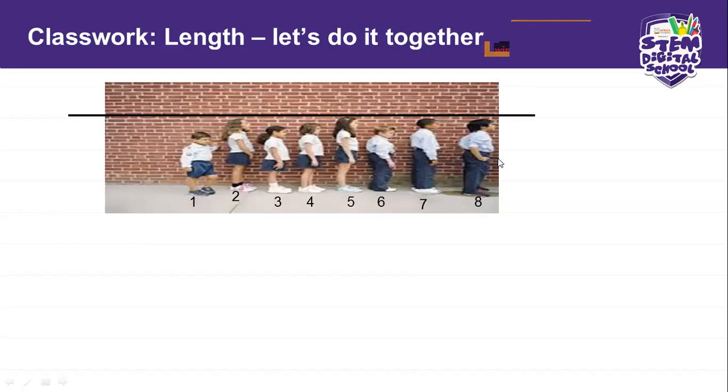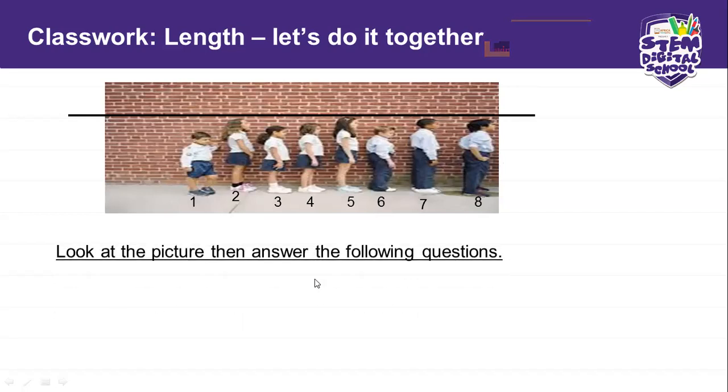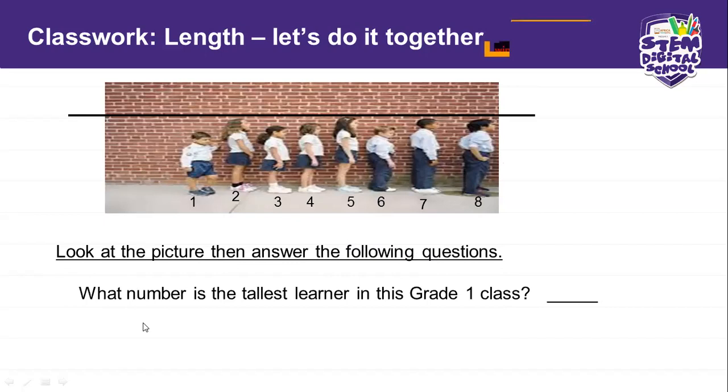Okay, now let's see if we can explain what we see. Right, we have the picture there. Let's answer the following questions which relate to this picture. Okay, what is the number of the tallest learner in this grade 1 class? Remember, you've got your exercise book there. You have written their classwork, okay? And then our question 1. So write for yourself also on that page.